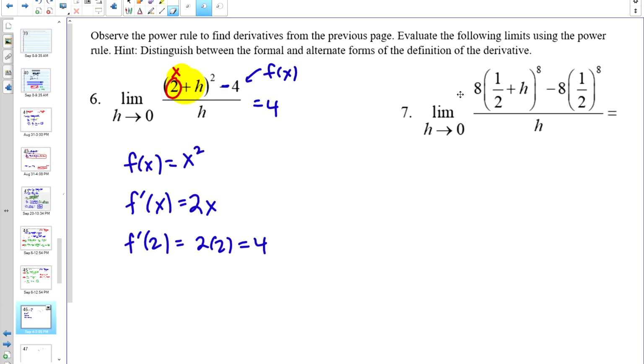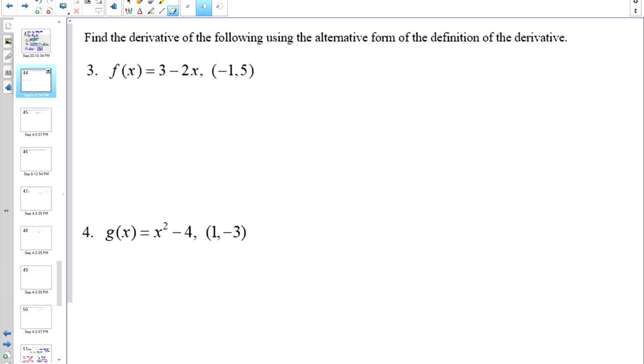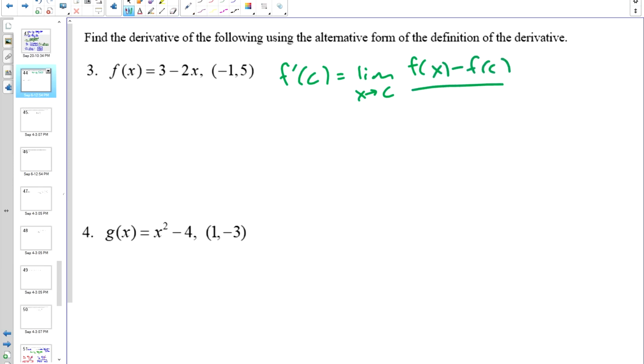Okay, I'll let you do those problems on your own. All right, let's look at the alternate form of the definition of the derivative. So first we're going to go forwards, meaning we're going to find the derivative using the alternate form of the definition of a derivative. So that's f of x minus f of c over x minus c.